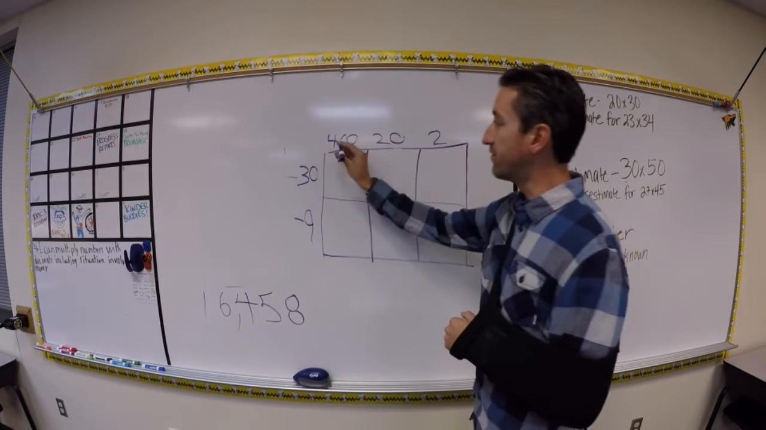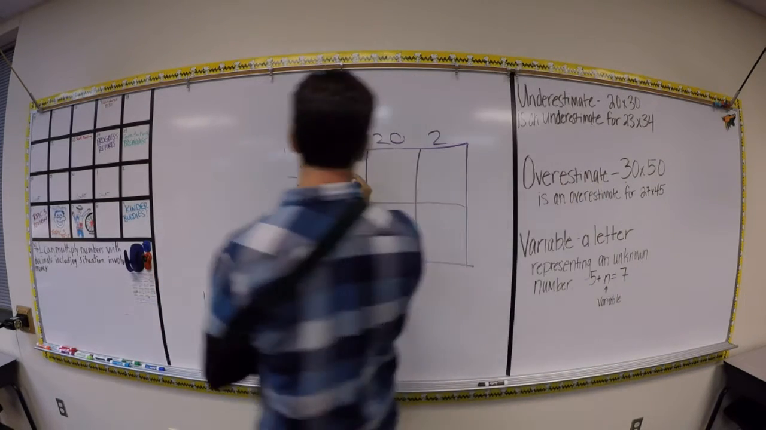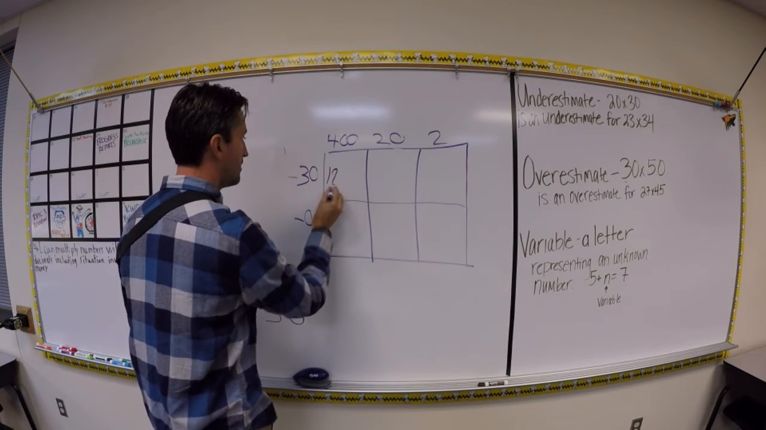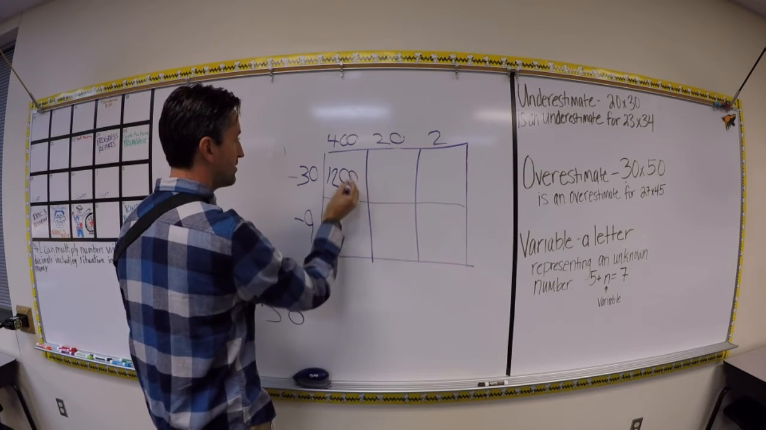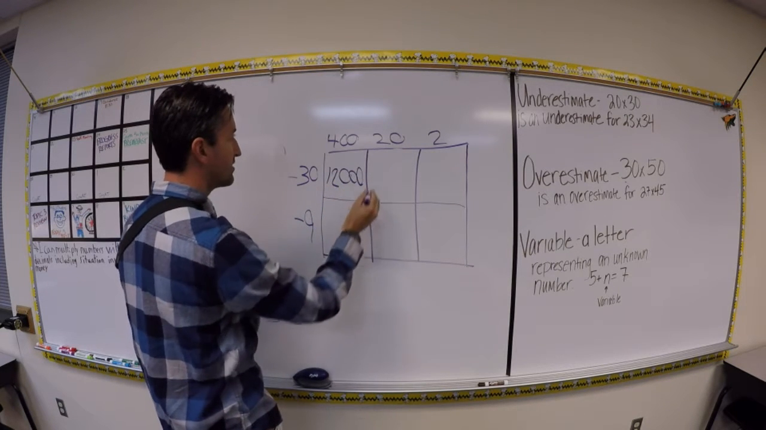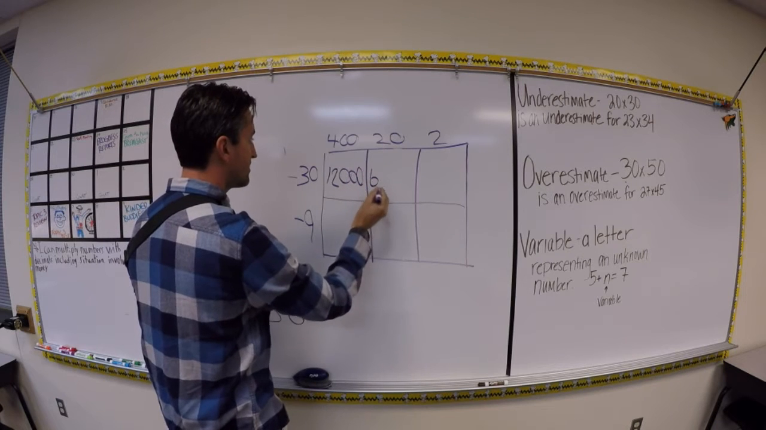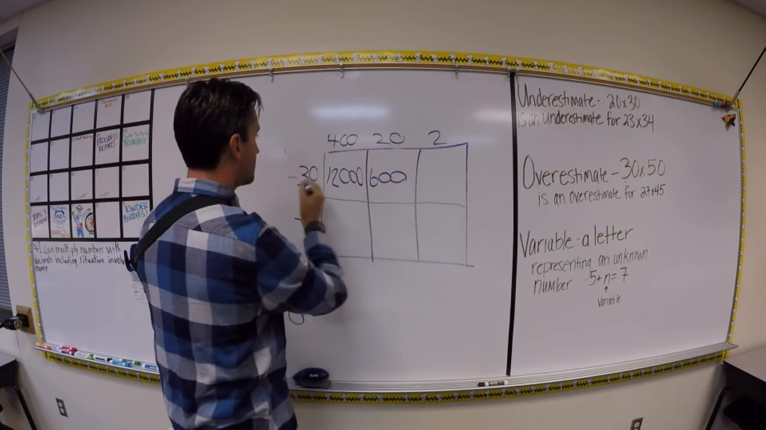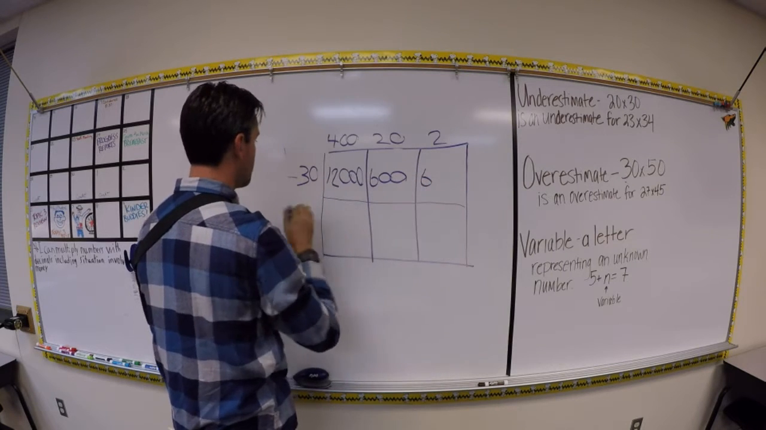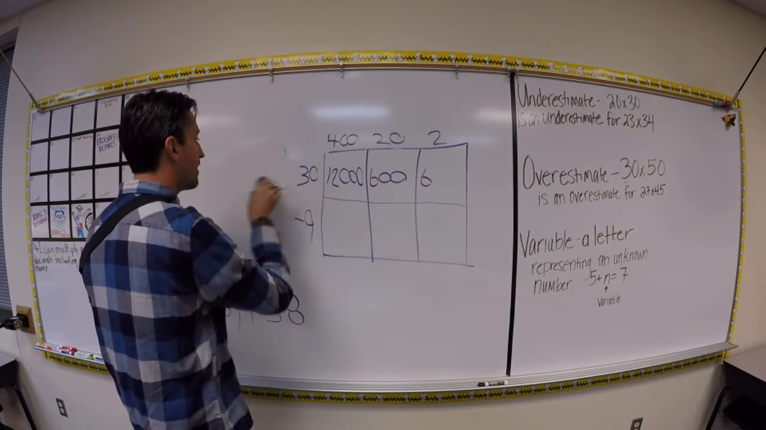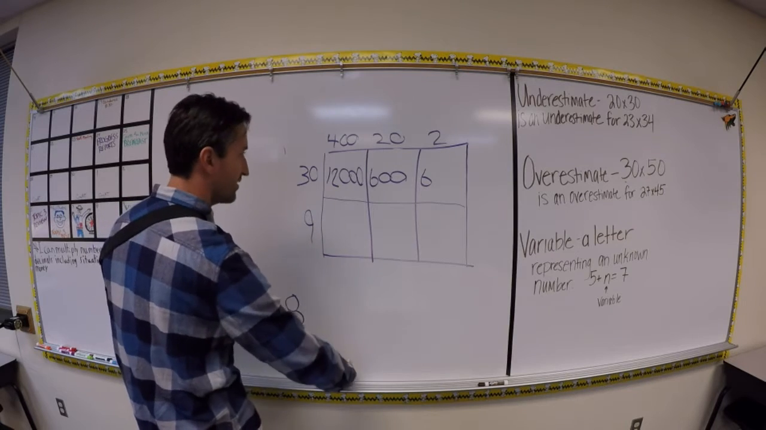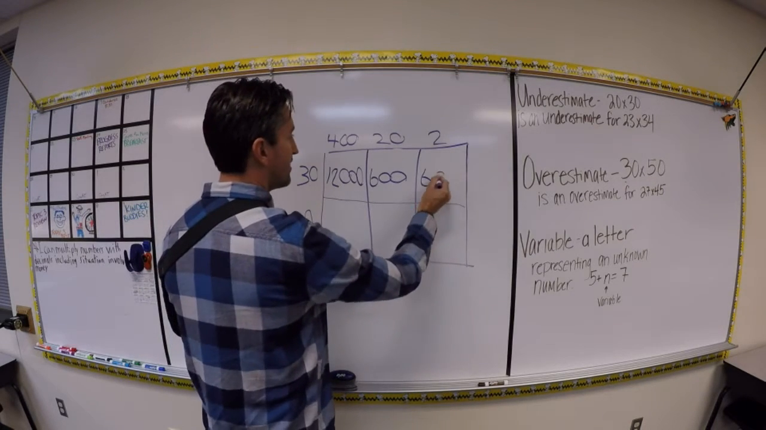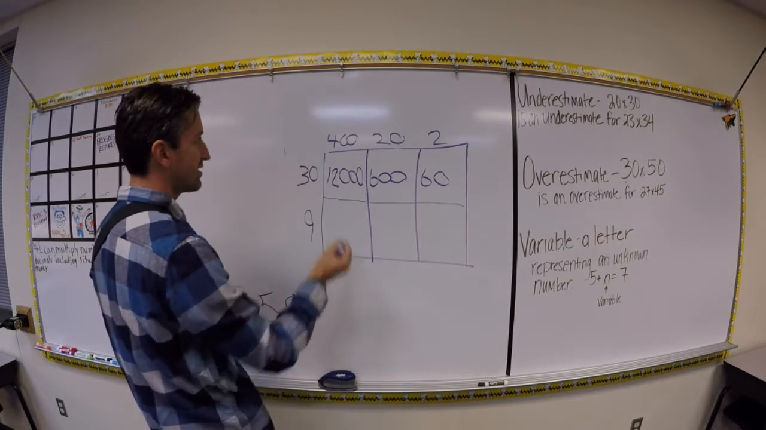All right, so now I need to do 4 times 3 is 12. I left off 3 zeros, so that's 12,000. 2 times 3 is 6. I left off 2 zeros, so that's 600. 2 times 3 is 6. That's not 9, but 30, so that gives us 60.